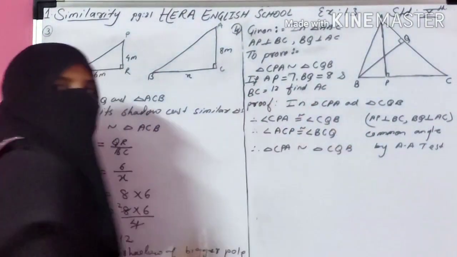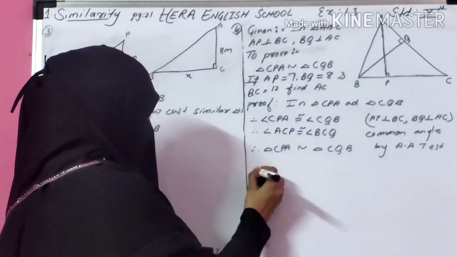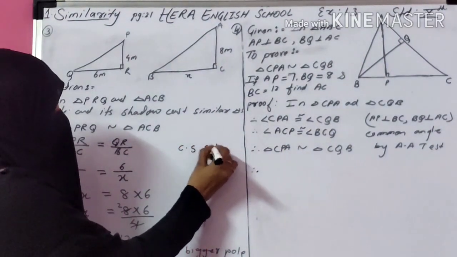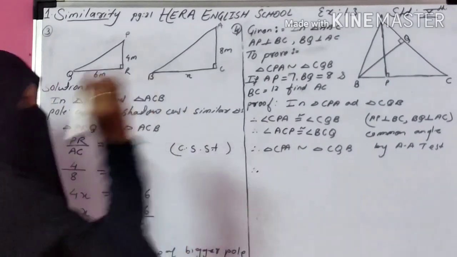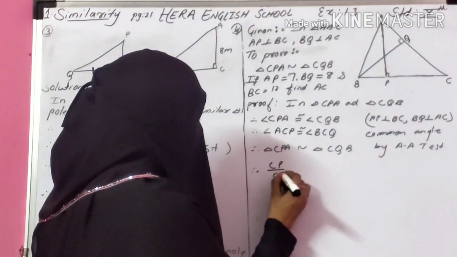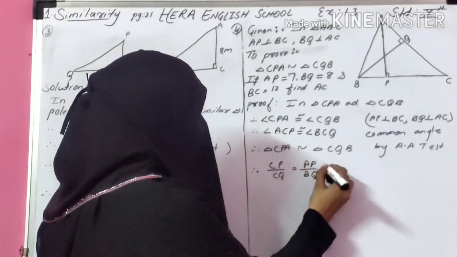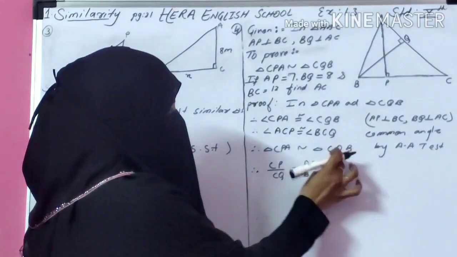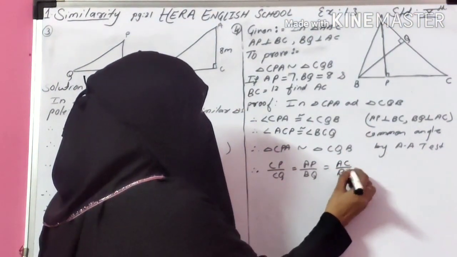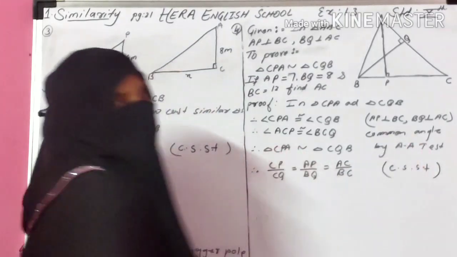So if the triangles are similar, then corresponding sides are in proportion. Right, here also. Corresponding sides of similar triangles, that means CSST. Okay. Now here corresponding sides: CP upon CQ. Second one is AP upon BQ, and the third one, first, second, second, third, first, third, next is AC upon BC. Corresponding sides of similar triangles, that means CSST.